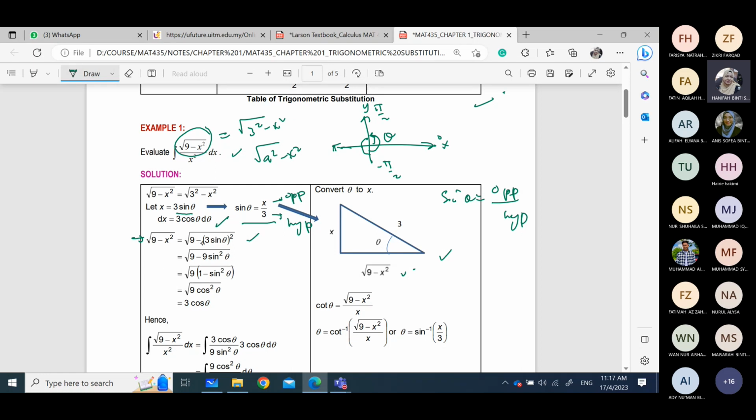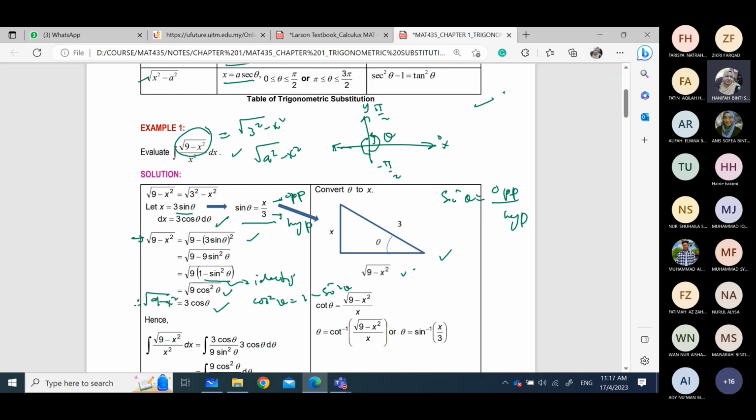Next we solve for this radical, the square root of 9 minus x squared. Here we have square root of 9 minus 3 sine theta to the power of 2. We expand this, then we have 9 minus 9 sine squared theta, which is equivalent to square root of 9 times 1 minus sine squared theta. Here we apply the identity cosine squared theta equals 1 minus sine squared theta. So we can solve it, and we have 3 cosine theta. Therefore, square root of 9 minus x squared in theta is 3 cosine theta.